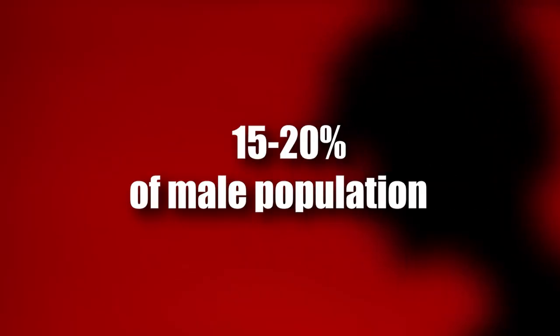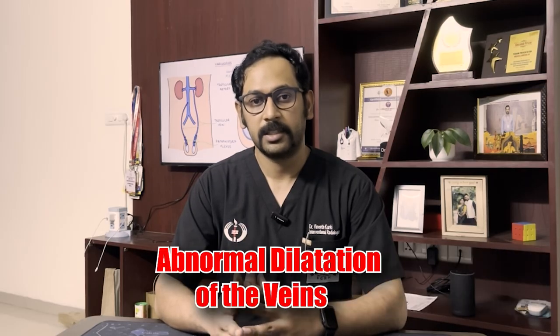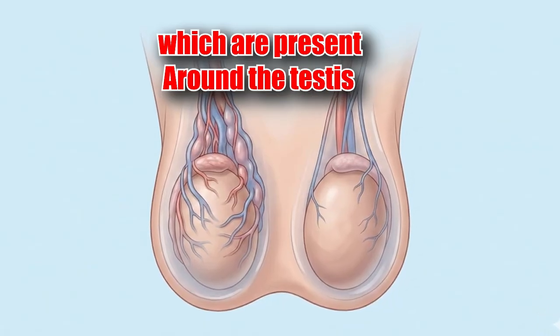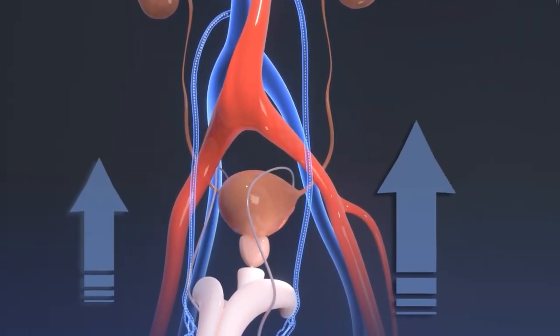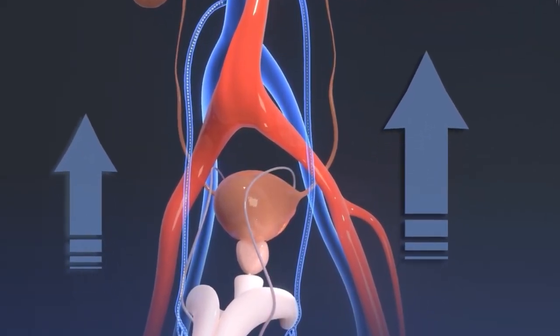To begin with, varicocele is a common condition seen in approximately 15 to 20% of the male population. It refers to abnormal dilatation of the veins which are present around the testis. That means the veins which carry blood from the testis towards the heart get dilated because of either reversal of flow or stagnation of the blood. So what are the causes?